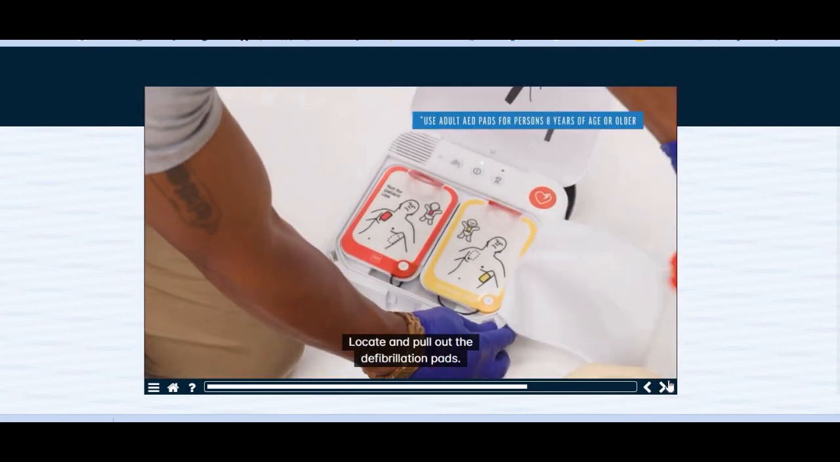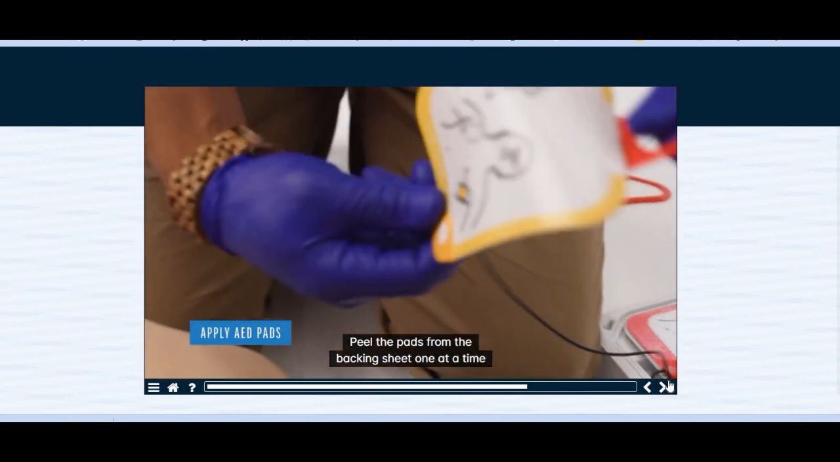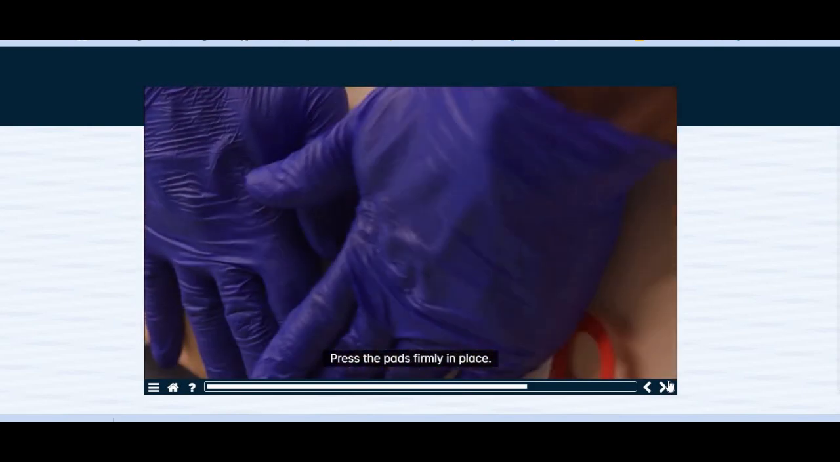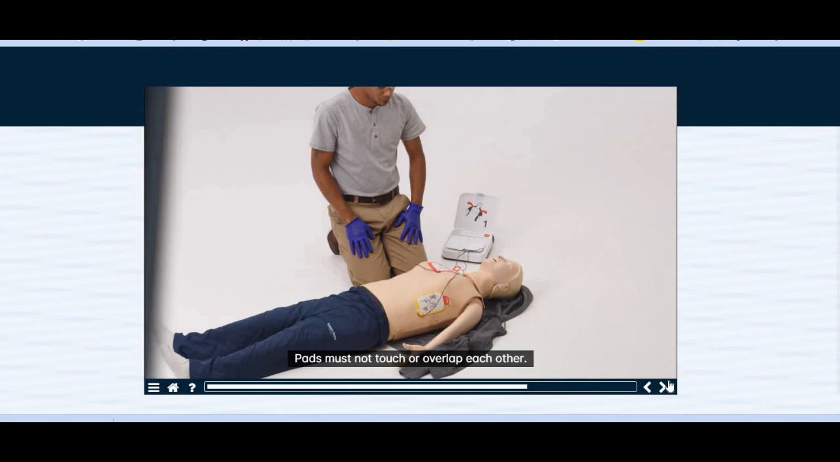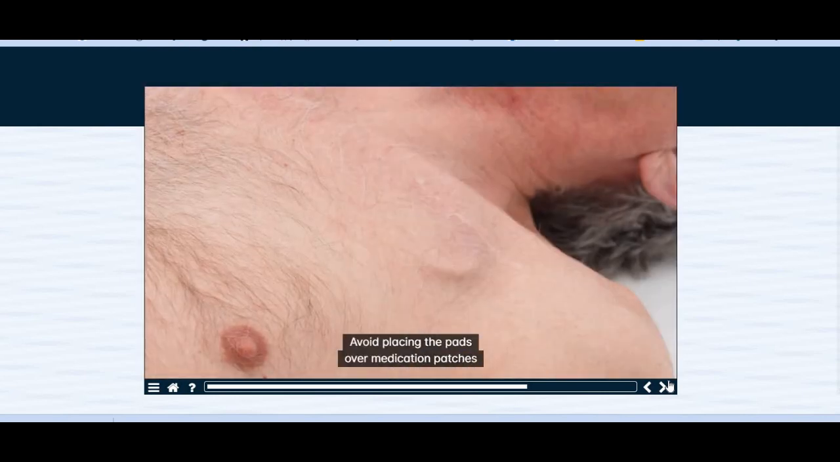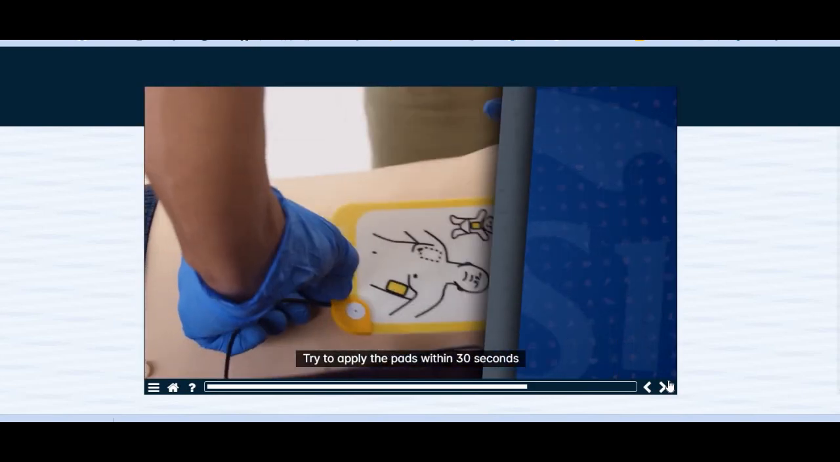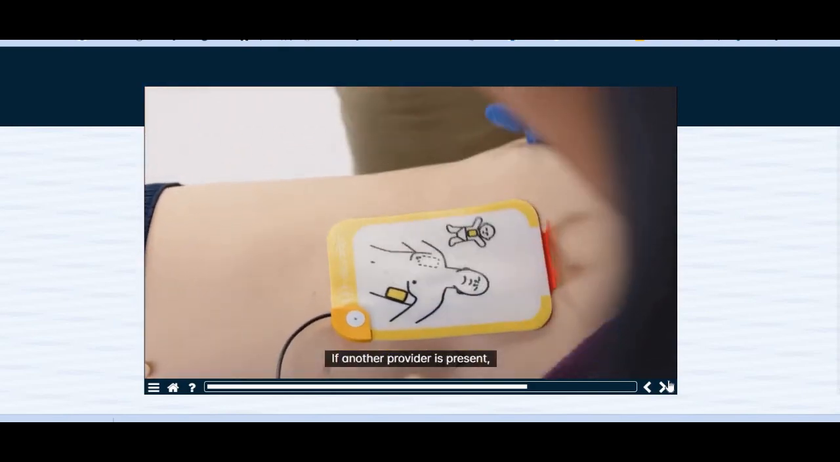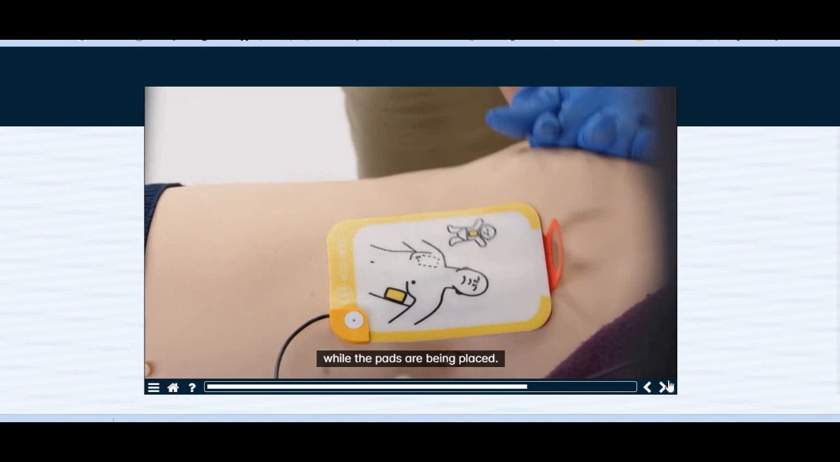Locate and pull out the defibrillation pads. The pads have pictures on them to show proper placement. Peel the pads from the backing sheet one at a time and place each according to the pictures. Press the pads firmly in place. Pads must not touch or overlap each other. Avoid placing the pads over medication patches or implanted devices. Try to apply the pads within 30 seconds after the AED arrives. If another provider is present, have them continue giving compressions while the pads are being placed.